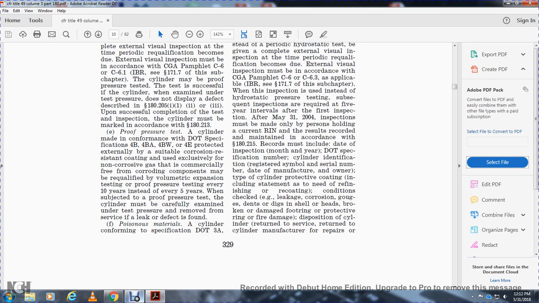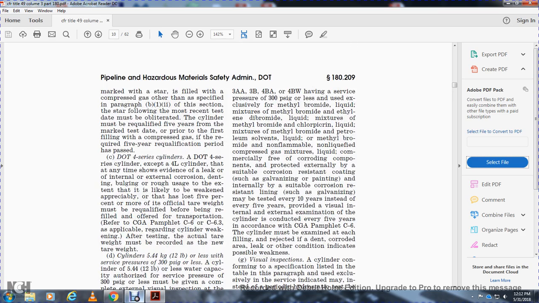If found, the cylinder is poisonous material. A cylinder conforming with DOT specification 3A, 3AA, 3B, 4BA, 4B, and 4BW, having a surface gauge of 300 psi, used exclusively with methyl bromide liquid, a mixture of methyl bromide and ethylene dibromide liquid, a mixture of methyl bromide and chloropicrin liquid, methyl bromide and petroleum solvents, liquid methyl bromide, non-flammable, non-liquefied compressed gas, commercially free of corroding components.